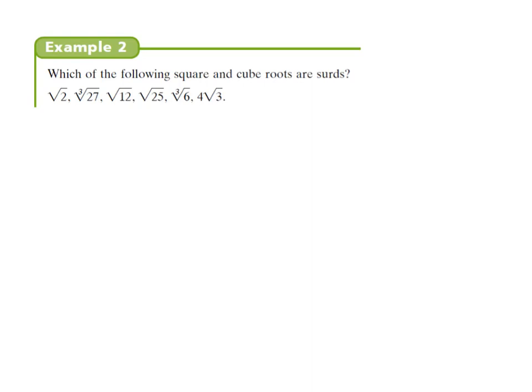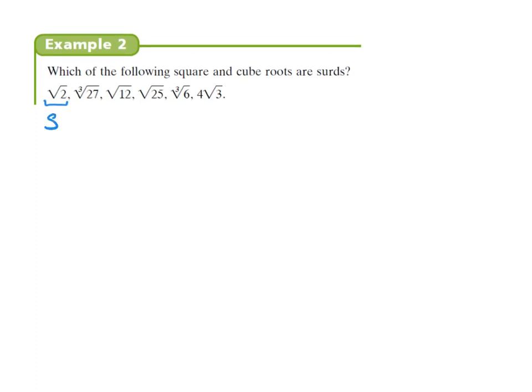For this next little package of examples, they ask for the surds. So surds are numbers that cannot be evaluated to give a rational number. So we're doing the same thing as before. Square root 2 becomes irrational if you punch that into your calculator. So it is a surd. Cube root 27 is not a surd.